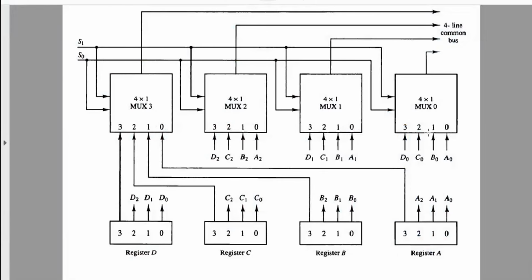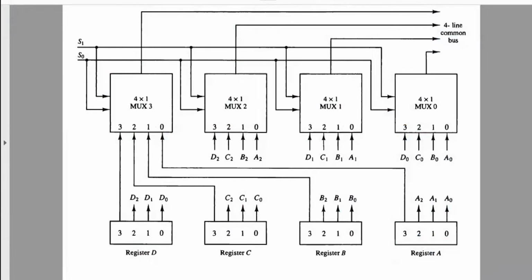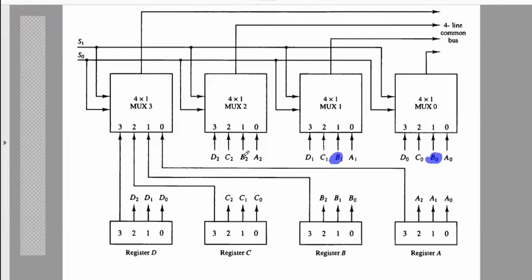Whenever you select 0 0, 0th bit of all the 4 multiplexers would be transferred to the common bus. Similarly, when you select 0 1, तो क्या होगा? B0, B1, B2, B3 connect होगा. Look over here, B0, B1, B2, B3. This is the second pin of all the multiplexers, so B data would be transferred. When you select 1 0, this input of all the multiplexers would be connected to the common bus. So this is how internally data is transferred between registers.